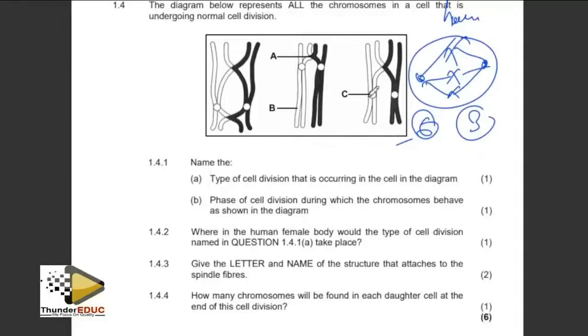How many chromosomes are you seeing here? This is chromosome 1, chromosome 2, chromosome 3, chromosome 4, chromosome 5, chromosome 6. Because they are still under meiosis 1, at the end of this cell division it will be half the chromosome number, whereby 1, 2, 3, 4, 5, 6. So it means that the answer is going to be 3.